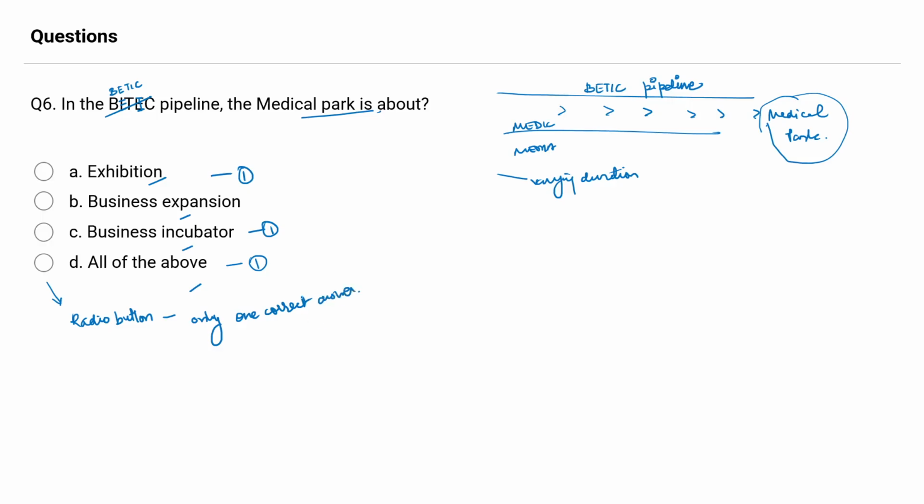So out of two choices, you have to just let me know only one choice because it's a radio button question. All right. Okay. Let's do the screen validation.